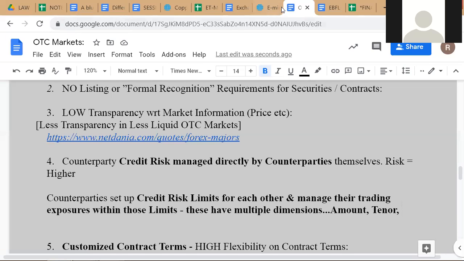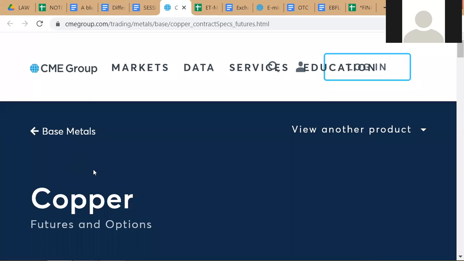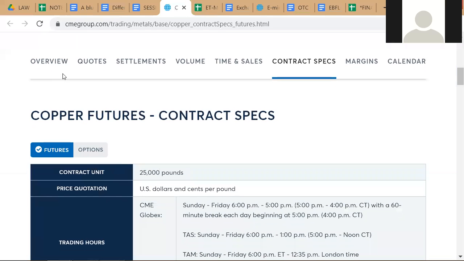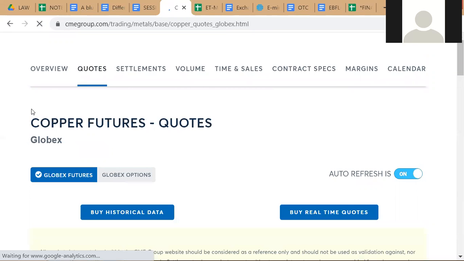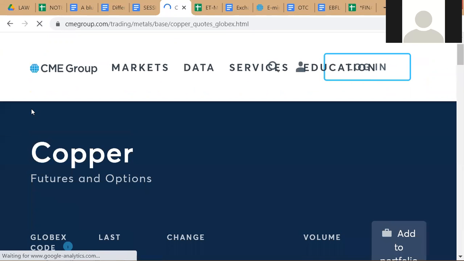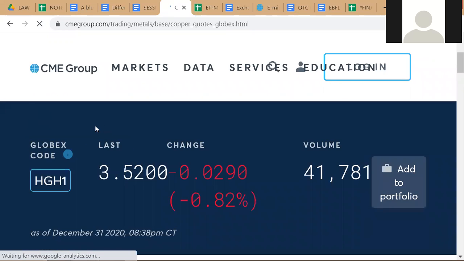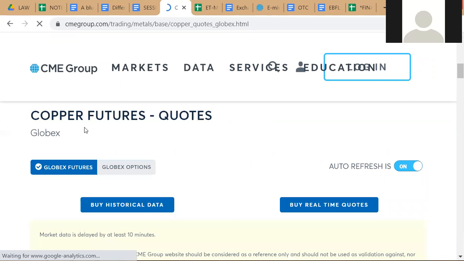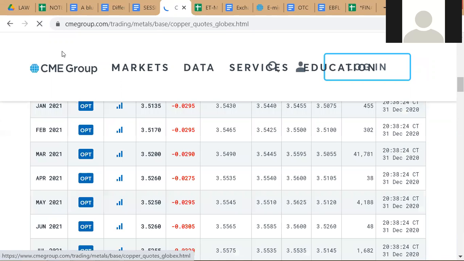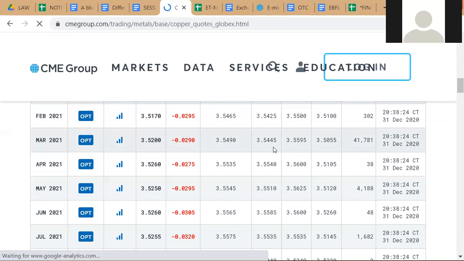Forward contracts will show you how far out they go. As we said, futures are very similar to forwards, so if you look at copper futures, we can use this as a proxy for forward contracts. They're very similar to each other. You can see how far out they go.